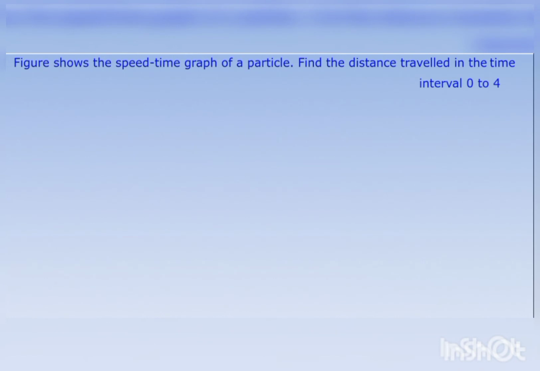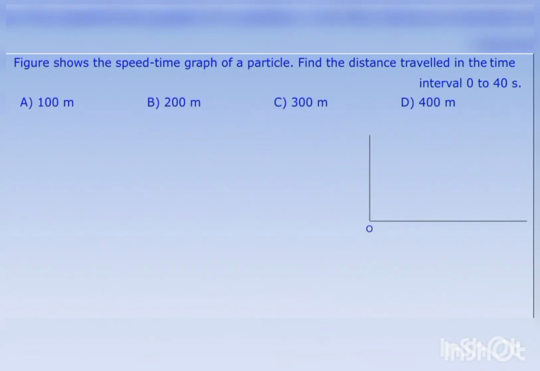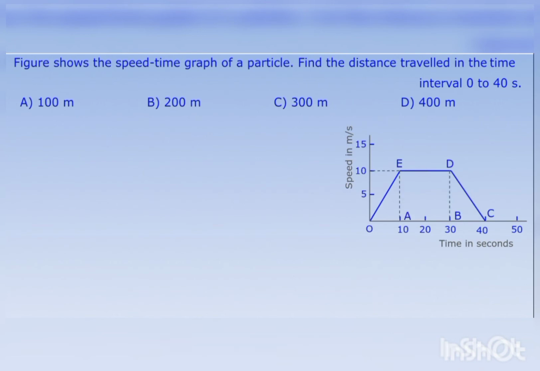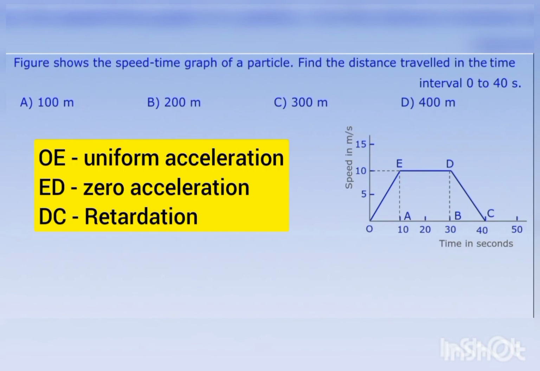Next question is, the figure shows the speed time graph of a particle. Find the distance traveled in the time interval 0 to 40 seconds. The slope of a speed time graph gives us the quantity acceleration. First of all, we will divide this graph into three sections. First is OE, second is ED, and third is DC. The OE section represents the uniform acceleration, the ED section represents zero acceleration, and DC represents the retardation.